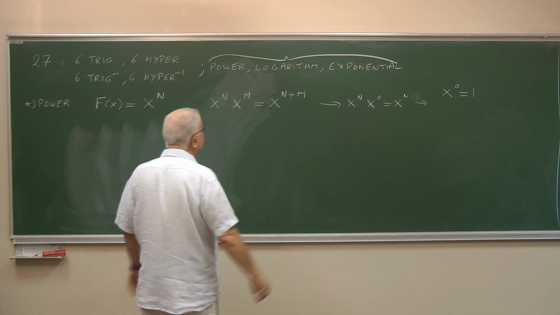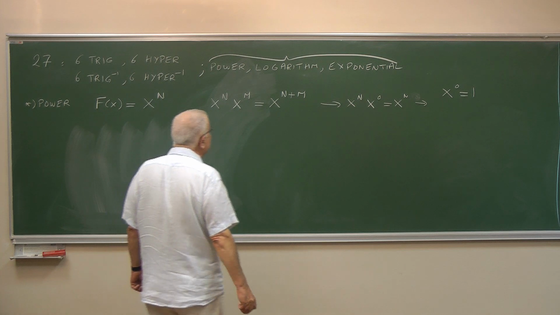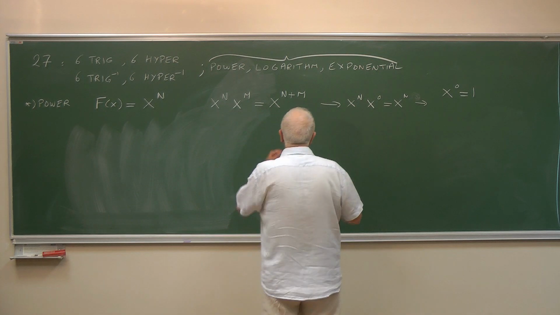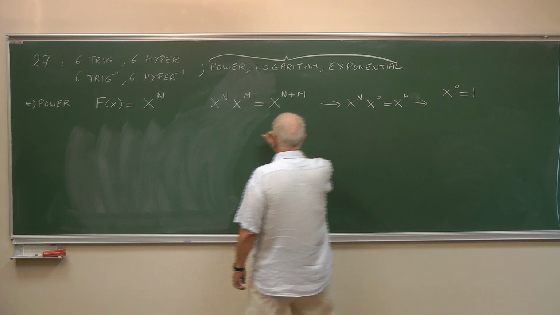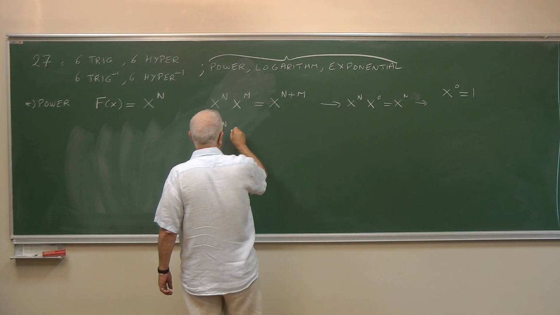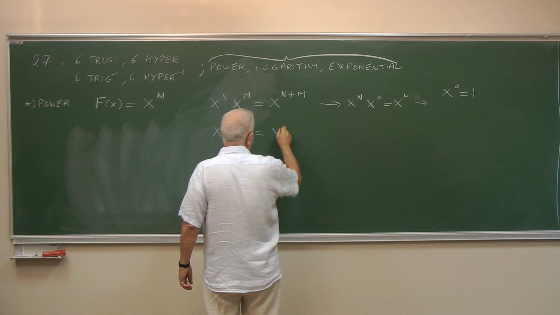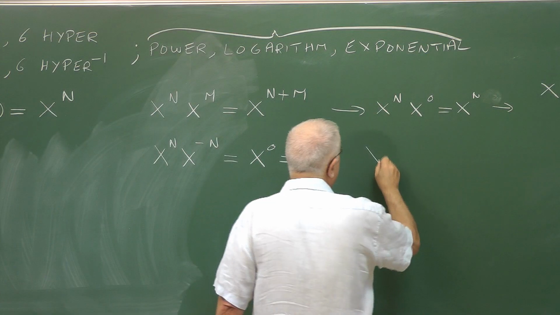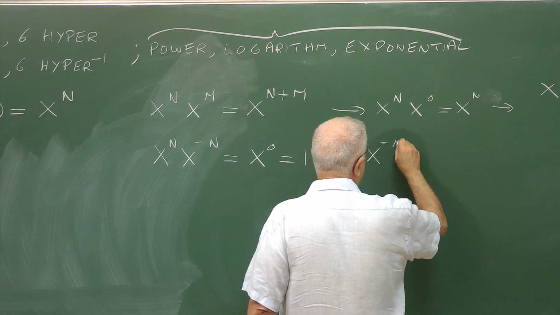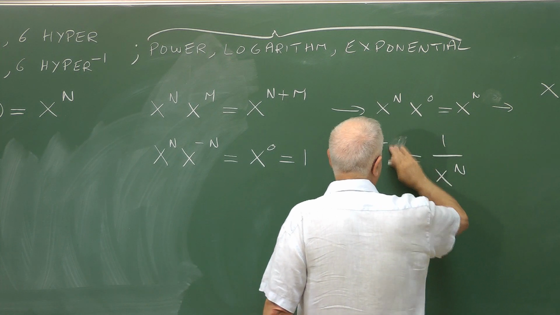Another thing is if I set m equals to minus n. So, x to the n times x to the minus n will equal to x to the 0, which I know to be 1. Therefore, x to the minus n is nothing but 1 over x to the n.